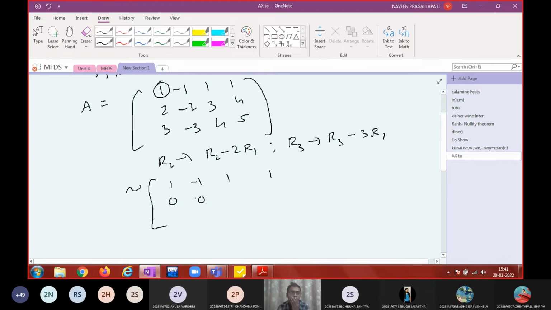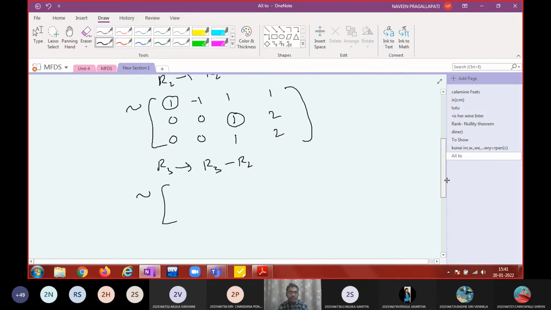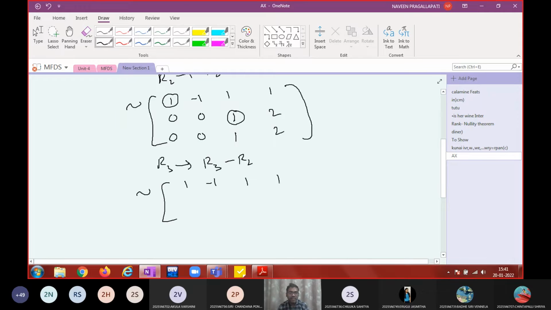Am I right? Yes, sir. And 3 minus 2, 1; 4 minus 2, 2. For R3 minus 3R1: 3 minus 3, 0; minus 3 plus 3, 0; 4 minus 3, 1; 5 minus 3, 2. Now the next pivot is 1, so when I say R3 gets R3 minus R2, this is equivalent to 1, minus 1, 1, 1; 0, 0, 1, 2; 0, 0, 0, 0.